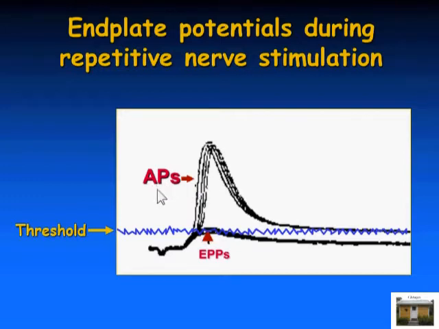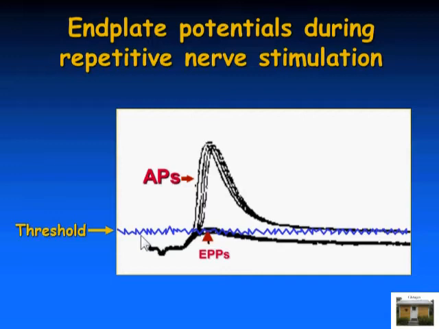This is a diagram of intracellular recordings made at an end-plate, again in a patient with myasthenia gravis. But this time the end-plate potentials are sufficient to generate action potentials during some stimuli. These are superimposed traces during repetitive stimulation. The low amplitude waves here are the end-plate potentials, which do not reach the threshold. The high amplitude spikes here are the action potentials that are propagated down the muscle fiber after the end-plate potential does in fact reach the threshold.